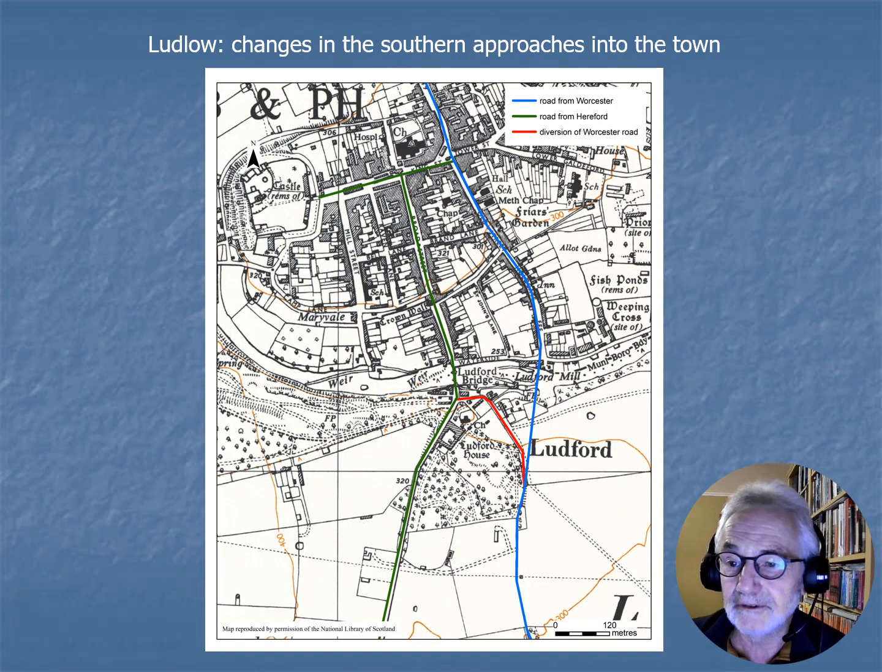This slide summarises the situation regarding the road layout, with the original line of the road from Worcester shown in blue, and the line of the road from Hereford shown in green, and the section of the road from Worcester diverted after the building of the bridge shown in red. One last observation on the road layout.